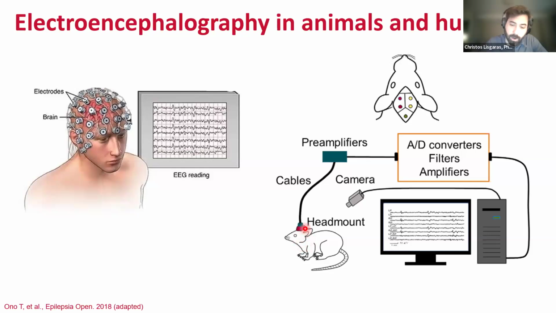So essentially, you have the electrodes that are connected to a head stage. Then there is a cable that goes to the amplifiers. We can record it using a computer. We have a camera that we would like to also look at the behavior of the animals. And then the EEG can be analyzed offline. So largely similar approaches can be used between humans and animals.